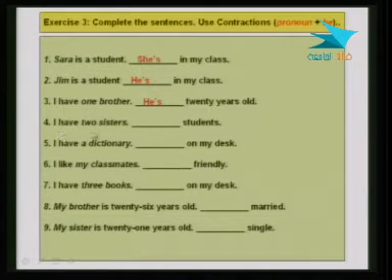I have two sisters. Now, two sisters is, of course, plural. So we say they are, that's the long form, and they're students. The are here, the verb be, is combined with the subject or the pronoun they. I have a dictionary, and a dictionary is a thing, and therefore we use, of course, it. It's on my desk. I like my classmates. They're friendly. I have 3 books, and they're on my desk.